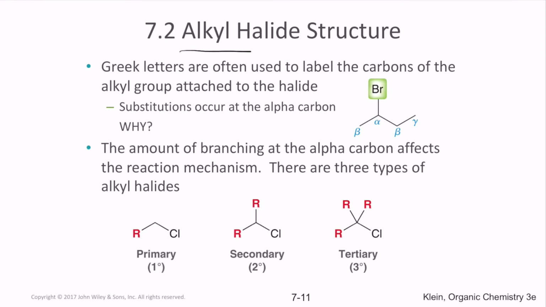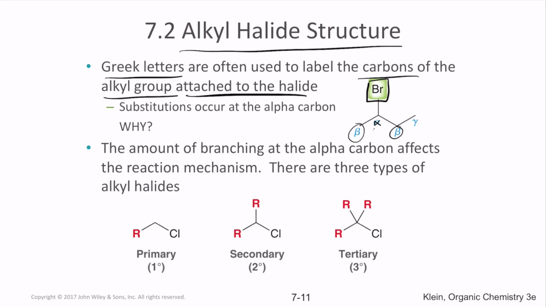Next, let's talk about the structure of alkyl halides. We use Greek letters to label the carbons. The carbon that is attached to the halogen, we call the alpha carbon. The carbon adjacent to the alpha carbon, we call the beta carbon. The carbon adjacent to the beta carbon, we call the gamma carbon.